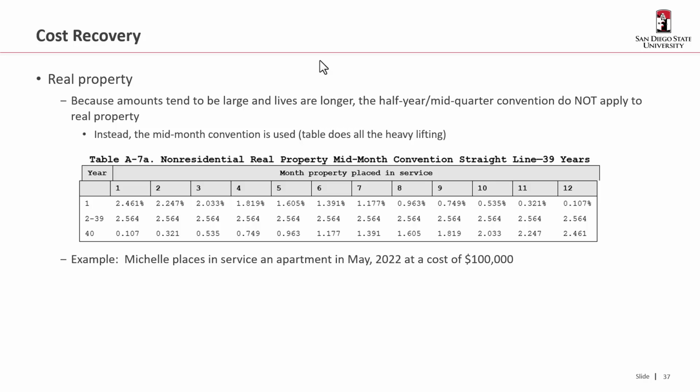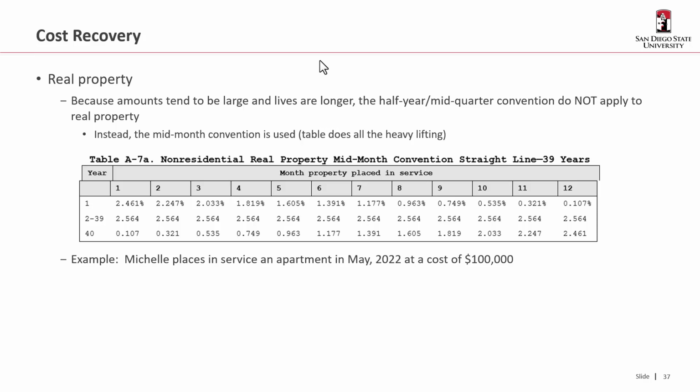All right. So this video will cover real property and we'll cover disposals. And real property students usually do pretty well with. It's disposals that find their way into error. So real property, because the amounts tend to be large and the lives are longer, the half-year and mid-quarter conventions simply don't apply. Instead, there's a mid-month convention. And the table does all the mid-month calculations for acquisitions, for when you place it in service.